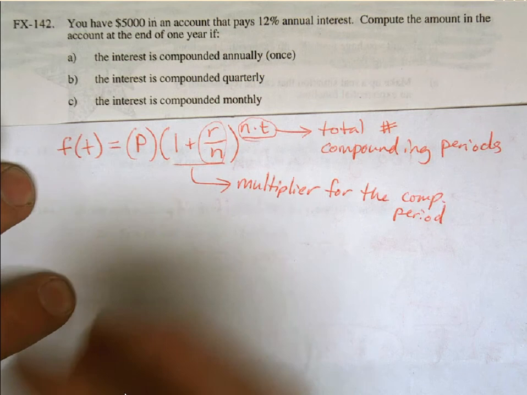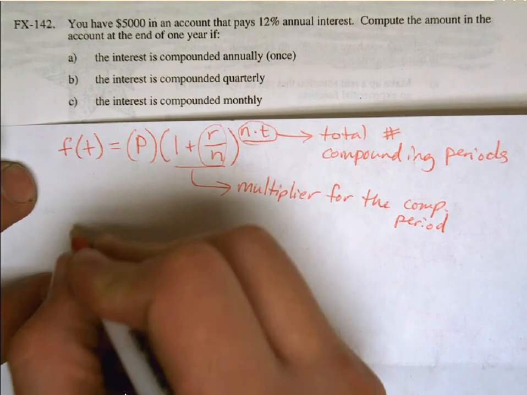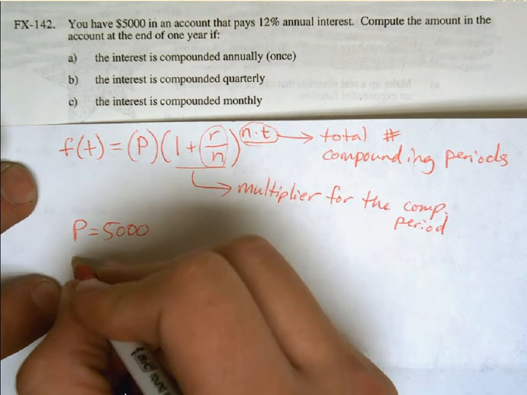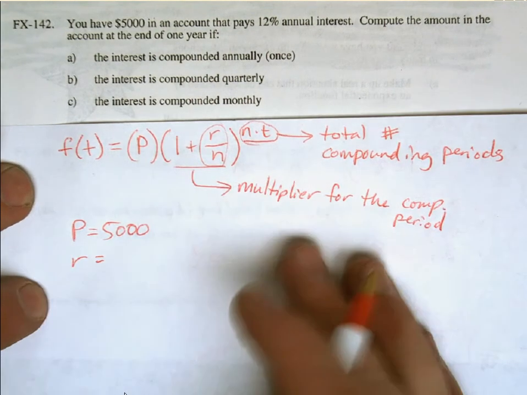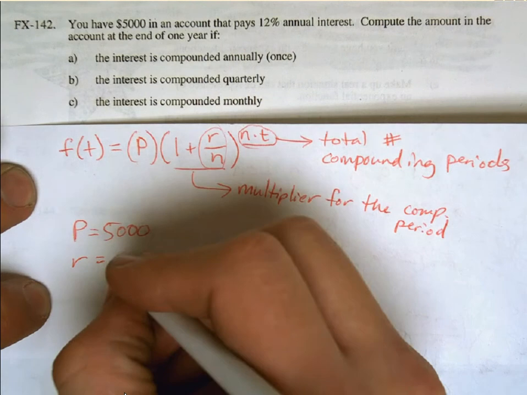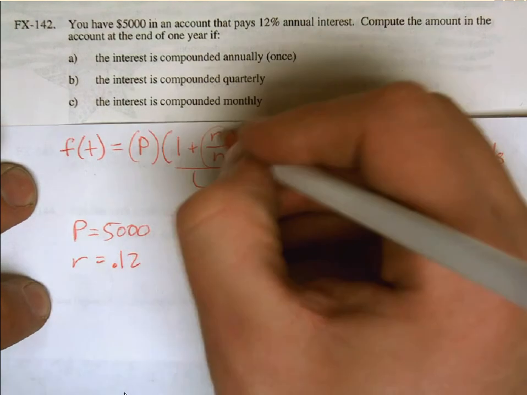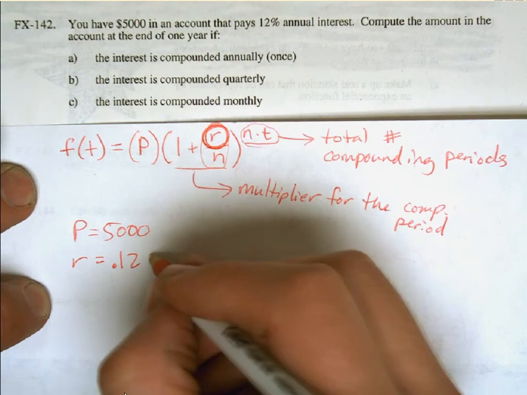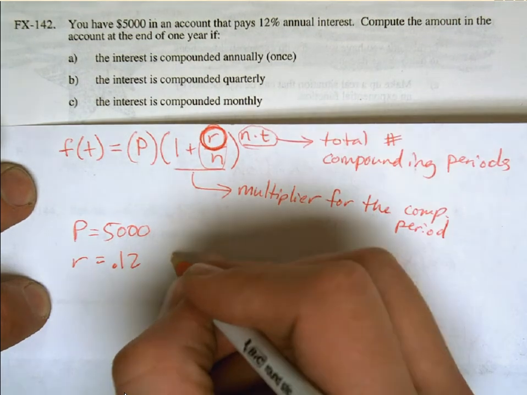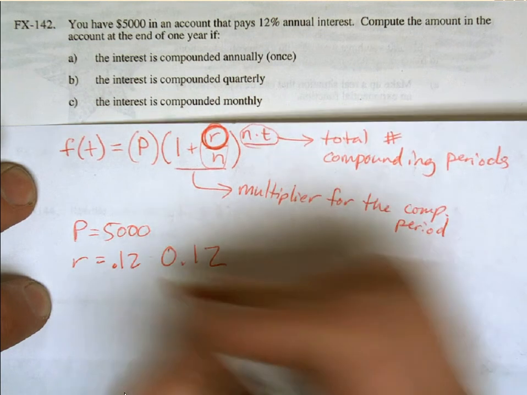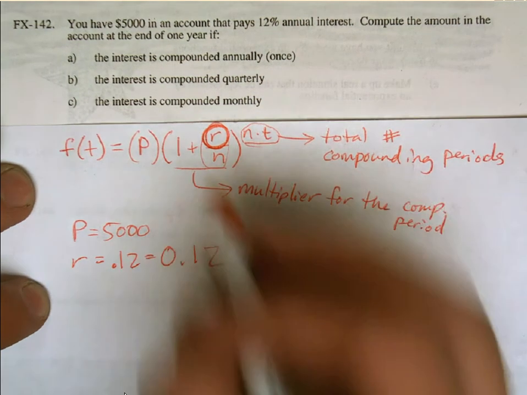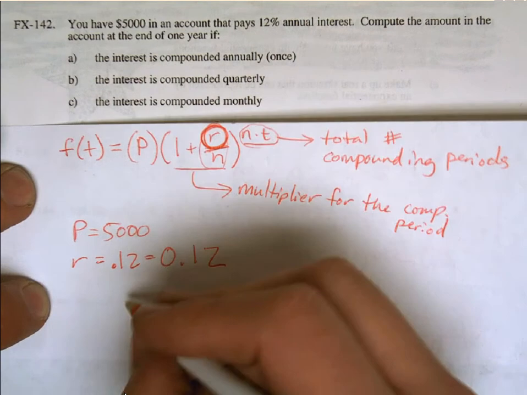So, quickly, the P is 5,000. The principal is 5,000. Our rate is going to be 0.12. This is crucial. You have to recognize that this right here is not 1.12 but 0.12. I'm writing it again. Have to see that 0.12. If you add in a 1, we're going to be in trouble. So let's do this problem right now.